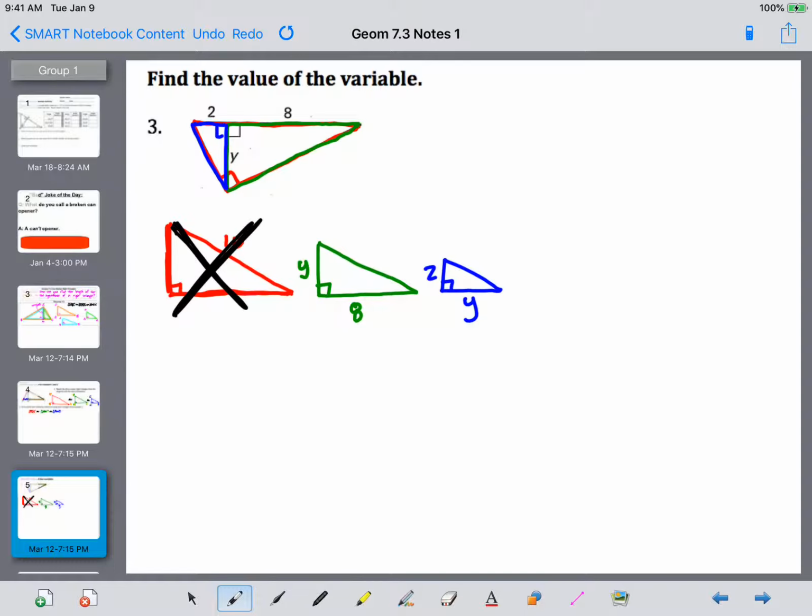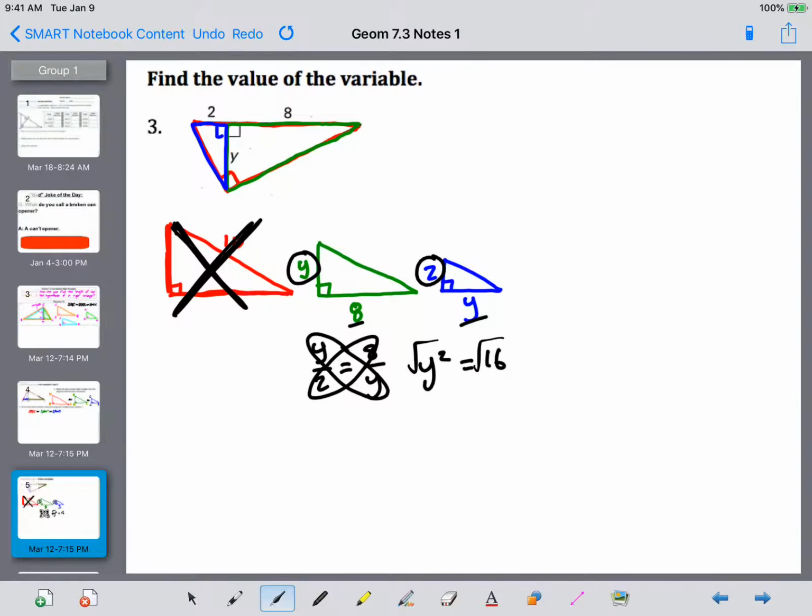And then we use these 2 to set up a proportion. So we're going to do Y over 2 equals 8 over Y. Okay, so we're just setting up the corresponding sides. So we can cross multiply here. Y times Y will give us Y squared. 2 times 8 will give us 16. And then we can square root both sides and we get 4 for that length.